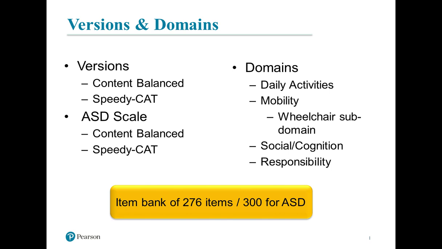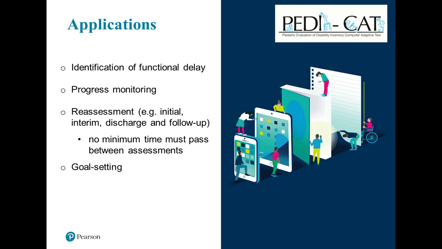And then, as you've heard me mention, it works like an item bank. So with the content balanced version of the test, you are going to get asked a maximum of about 30 items per domain. So in total, that's 120 items. But actually, there's an item bank of 276 items, or if you're using the autism scale, there's 300 items in the item bank. So you're never going to be asked every single question, every single item. It's going to be a subset of items dependent on the responses of the caregiver as they're completing the assessment. So I hope that makes a little bit of sense on how it works and how those pieces fit together with the assessment.